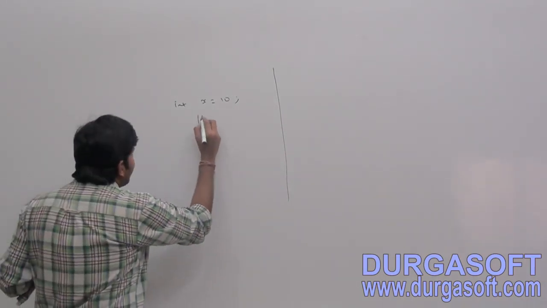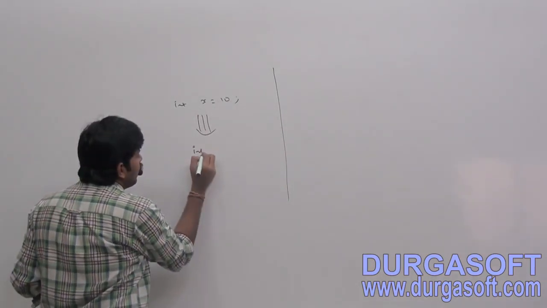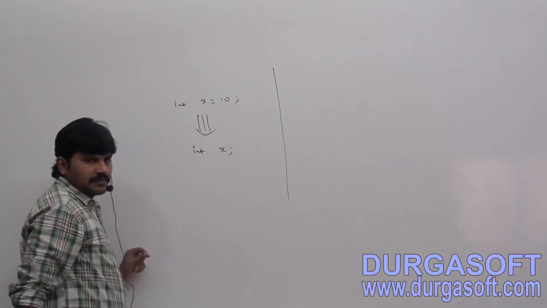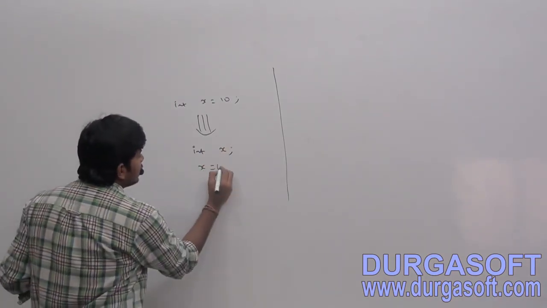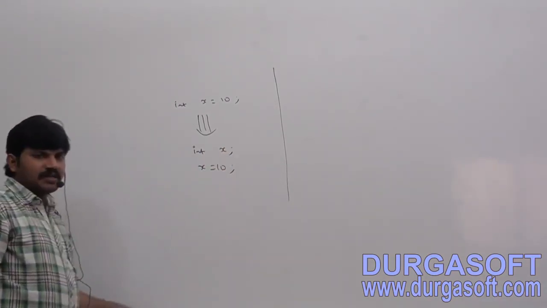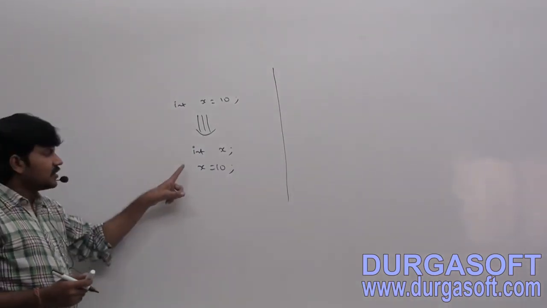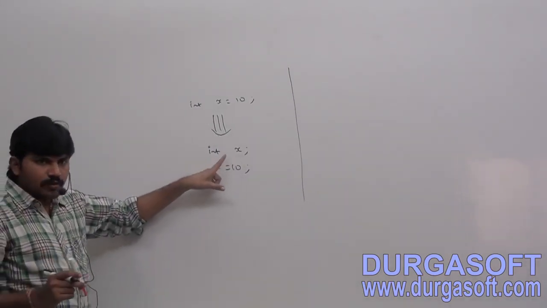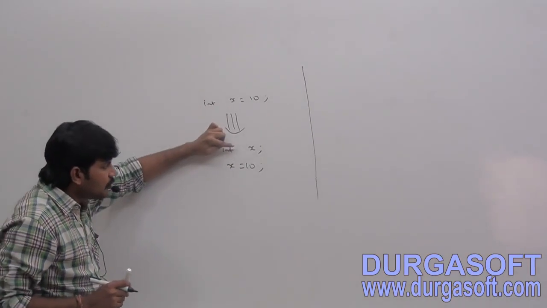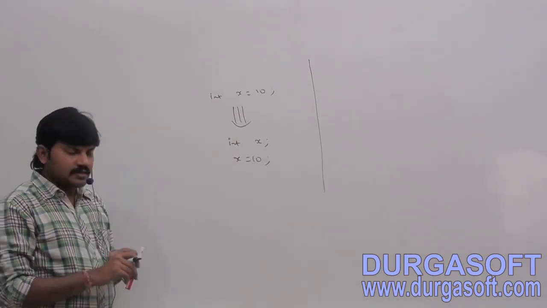I want to divide this one into two lines. Int x; x is equal to 10. Is it valid or not? Perfectly valid, no problem at all, because we can divide into multiple lines.